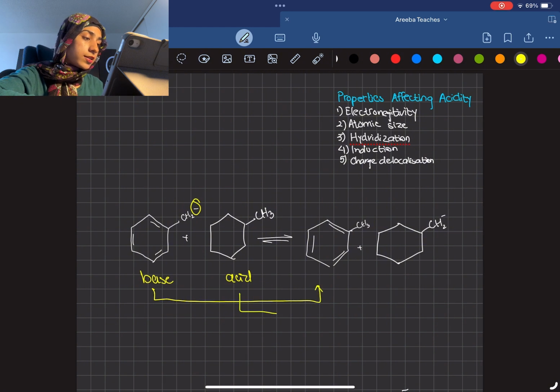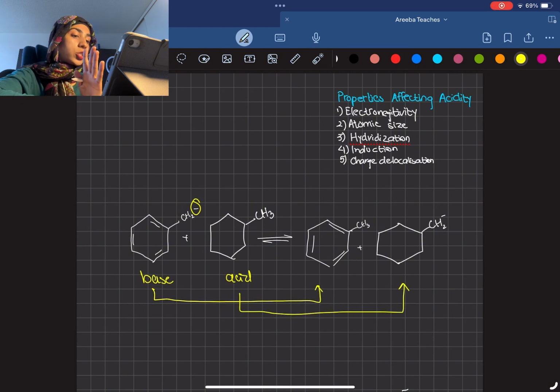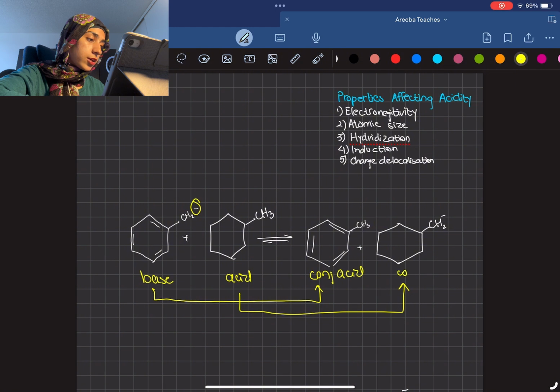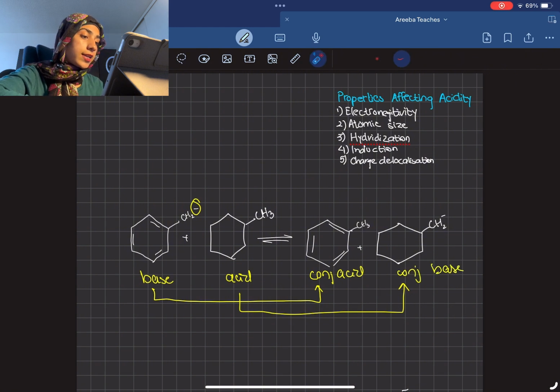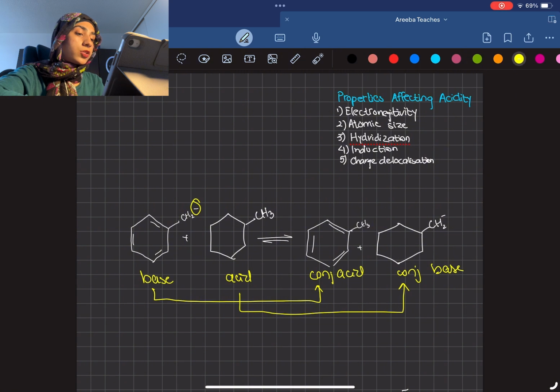Now it's really important that you mention which species is making a conjugate with what species, and I'll tell you why. This is a conjugate acid and conjugate base. So if you notice, an acid is making a pair with a conjugate base, and a base is making a pair with a conjugate acid. Now, why is it important to know that?